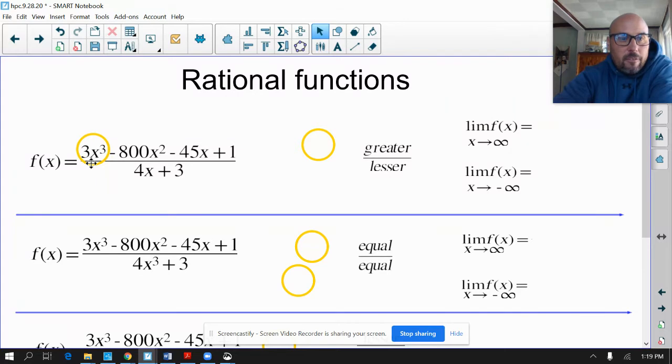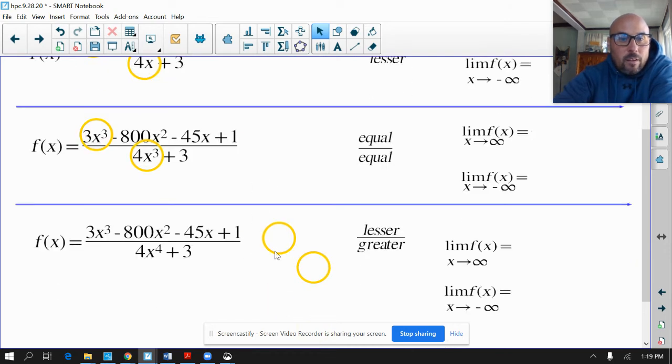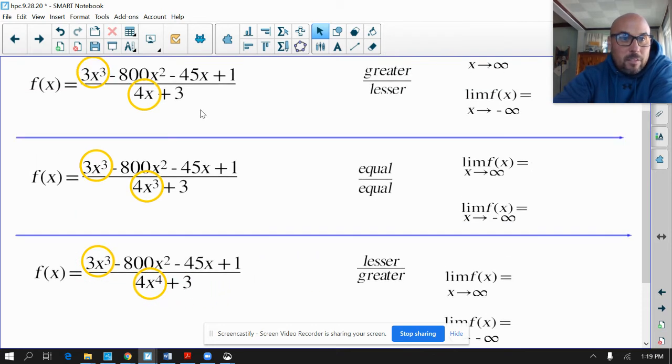Here, it's that first term, 3x cubed in the top, and in the bottom, 4x is the dominant term. In the second one, you've got 3x cubed in the numerator and 4x cubed in the denominator. And in the third one, you've got 3x cubed in the numerator and 4x to the fourth in the denominator. All three of these examples are similar. The only thing I changed was the exponent on the denominator.